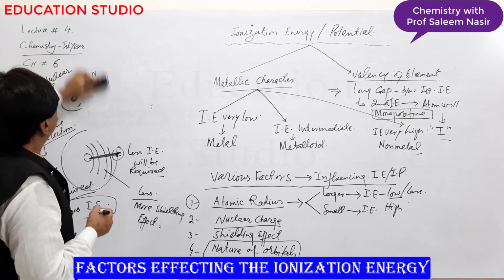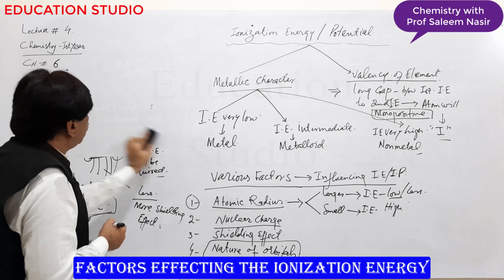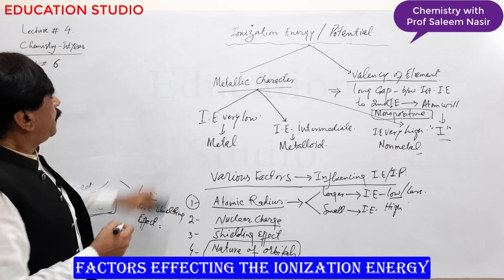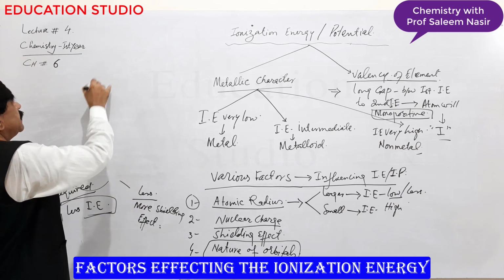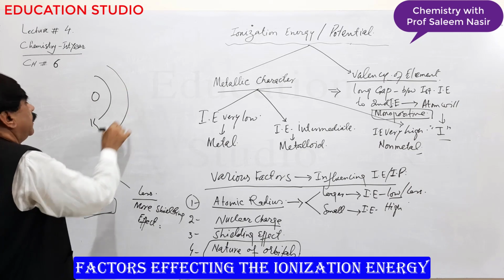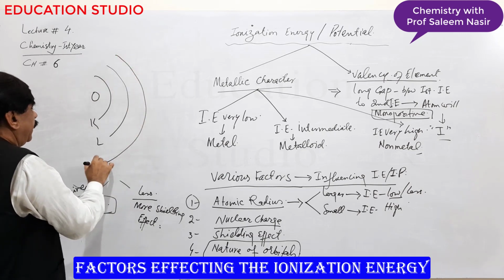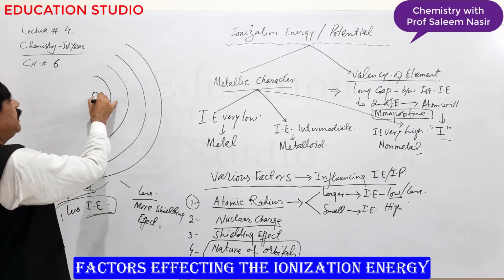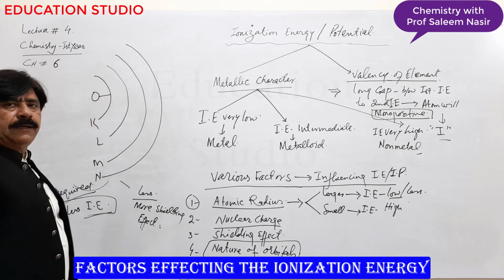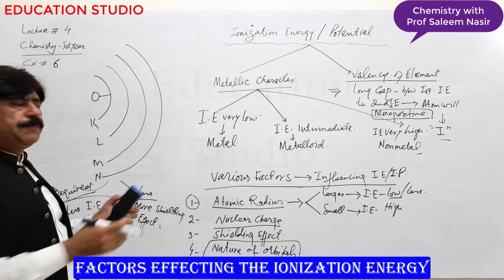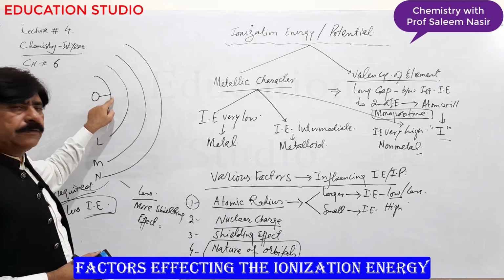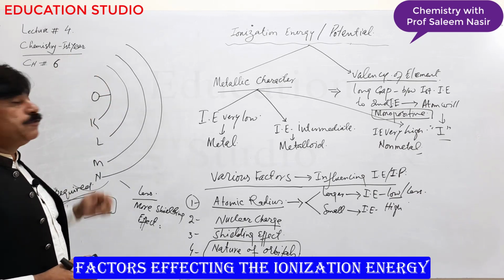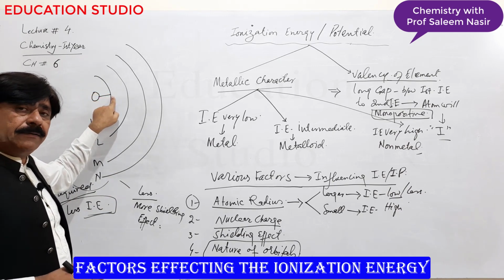The orbitals which are very close to the nucleus, the orbitals like K, L, M and N. The K is very close to the nucleus. Here there is much attraction between the nucleus and the electron. So we can say that much more energy will be required to remove the electron from that orbital.